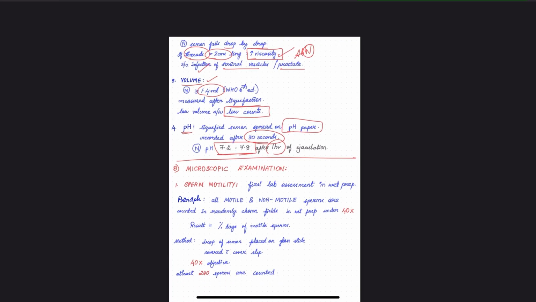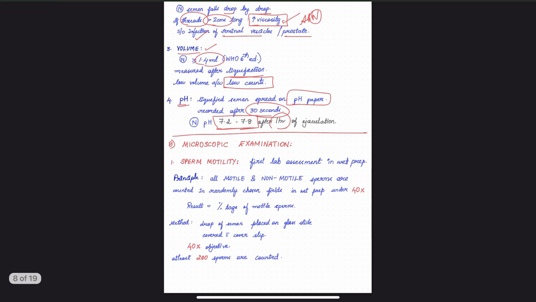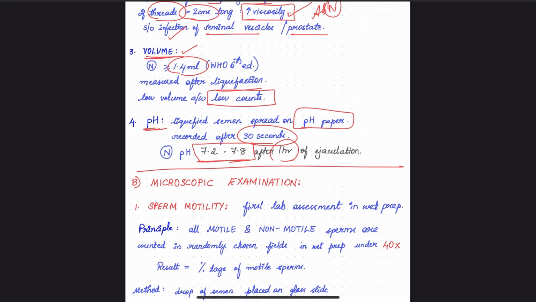Under physical examination, you go through the visual appearance, that is the color, viscosity, how thick it is, volume, how much is the volume, and pH. These four parameters come under physical examination.